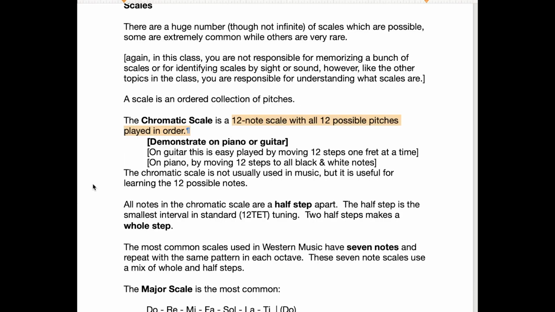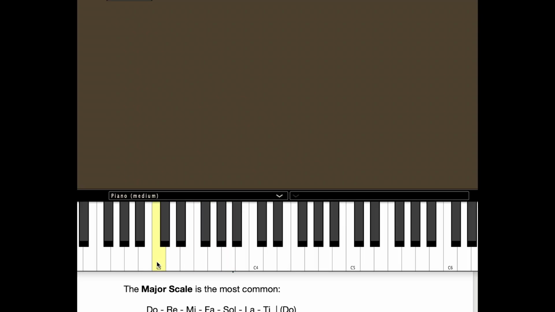It could start anywhere, it could start on any note, and it moves up by half step. So you remember me mentioning in the last lesson, the half step is the basic unit of this tuning system. The half step is the smallest interval possible, moving from one note to the next adjacent note. So those are half steps.